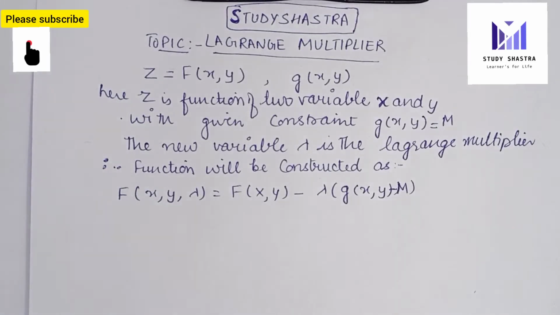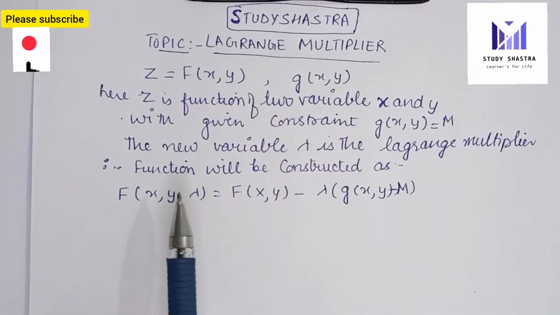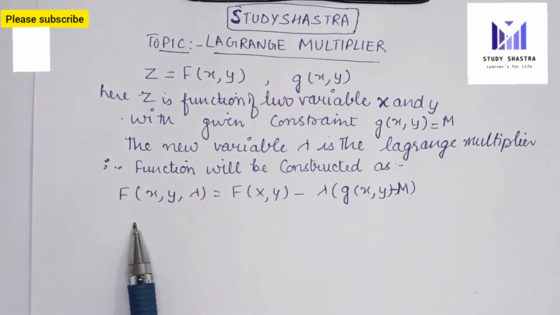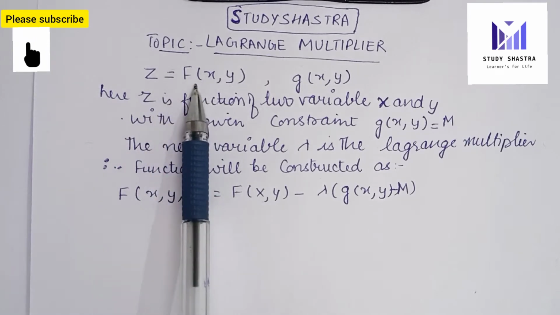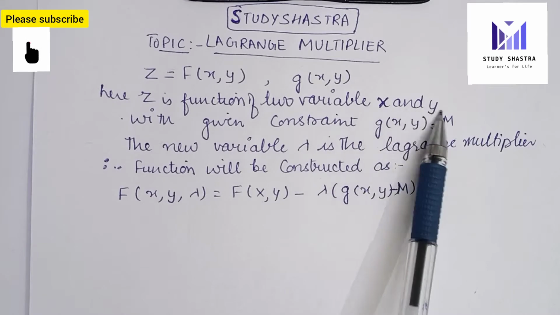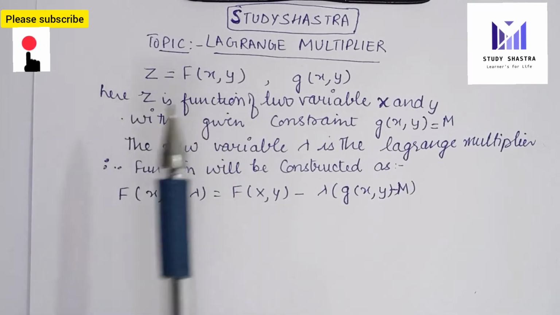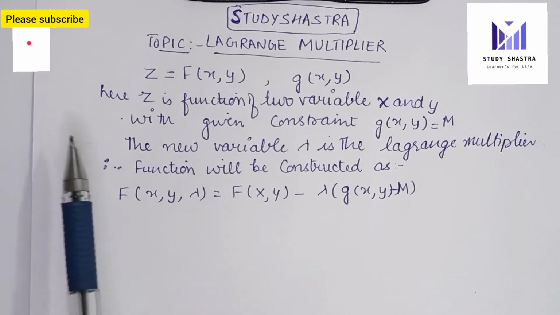In this video you are going to study the topic Lagrange multiplier. Students, when we have to use the Lagrange multiplier, we have two functions given in our question. The first is the function z, a function of two variables x and y, and there is a respective budget constraint by which we have to find the Lagrange multiplier to know whether our function is maximizing or minimizing.